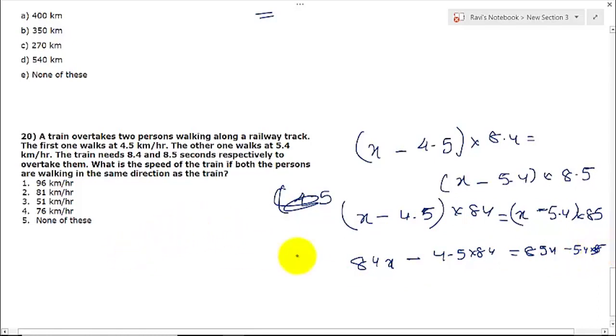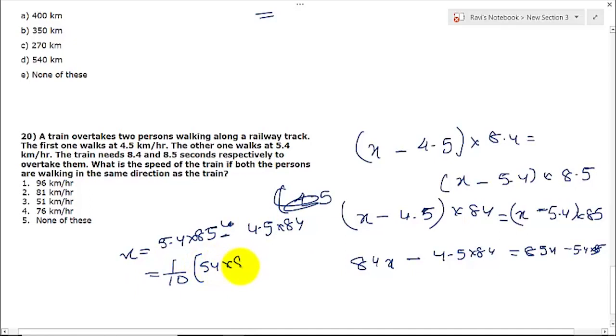So let us take it here. x will be how much? 5.4 into 85 minus 4.5 into 84. So this will be how much? 1 by 10, let us take common. 54 into 85 minus 45 into 84. Okay, so we are going to solve this. So you have to find the value of x, which is the required value. I have taught you the way of doing multiplication in the day 1 and day 2 video. That is why I have told you, please watch those videos, because we are making use of those concepts.